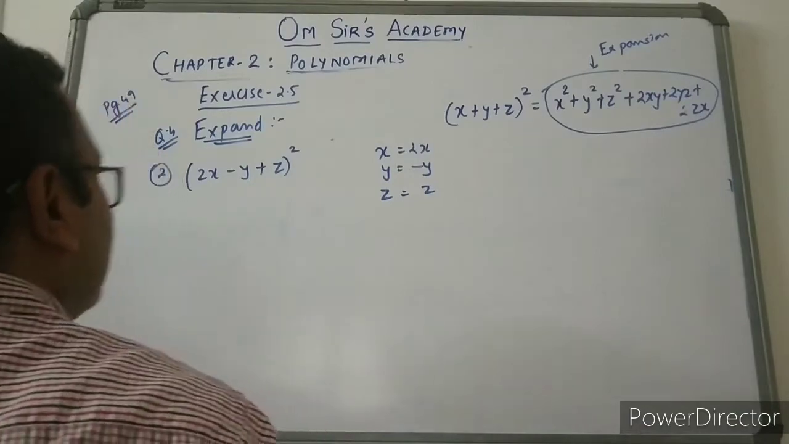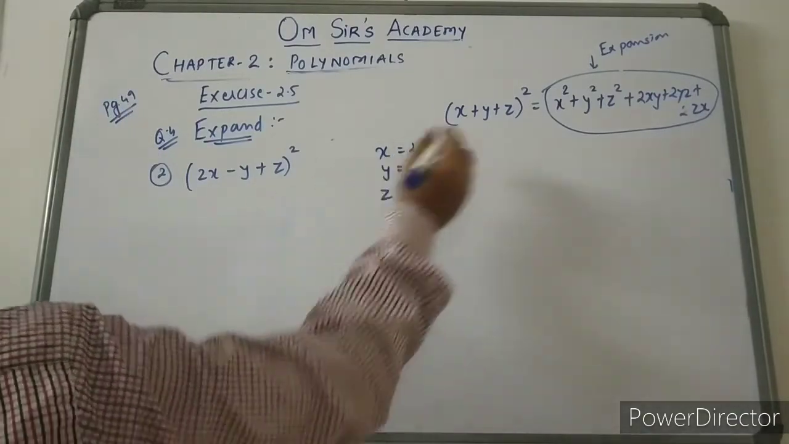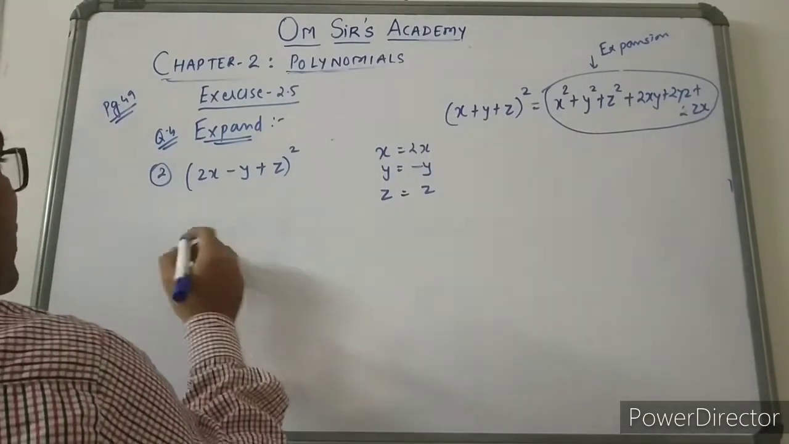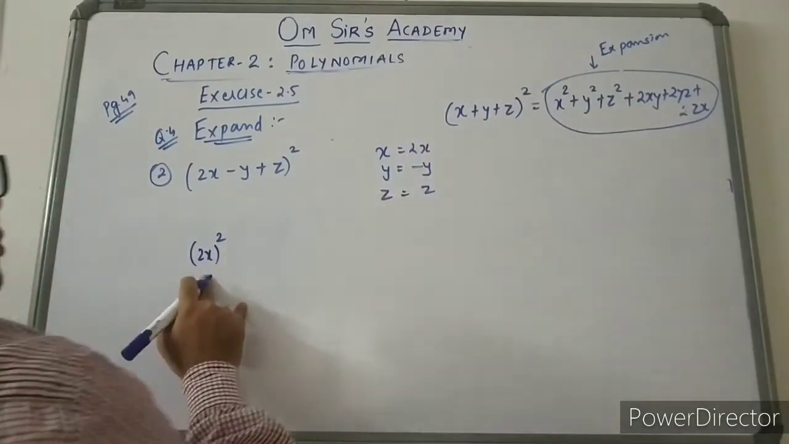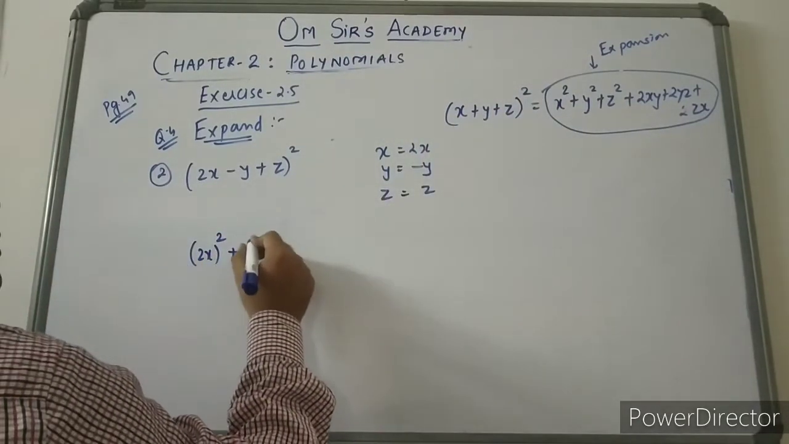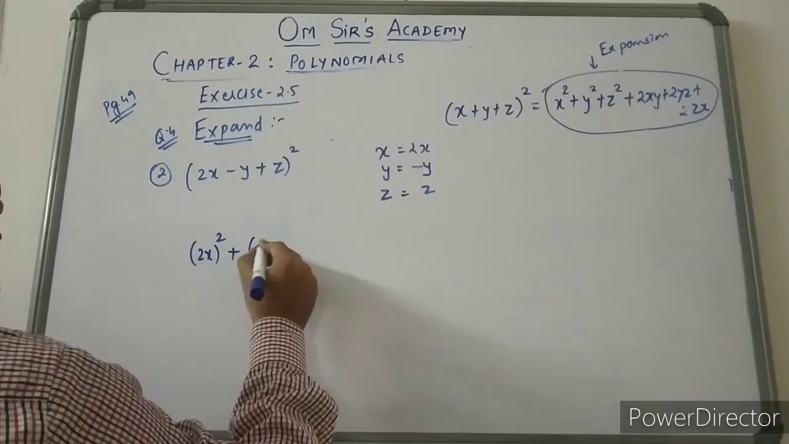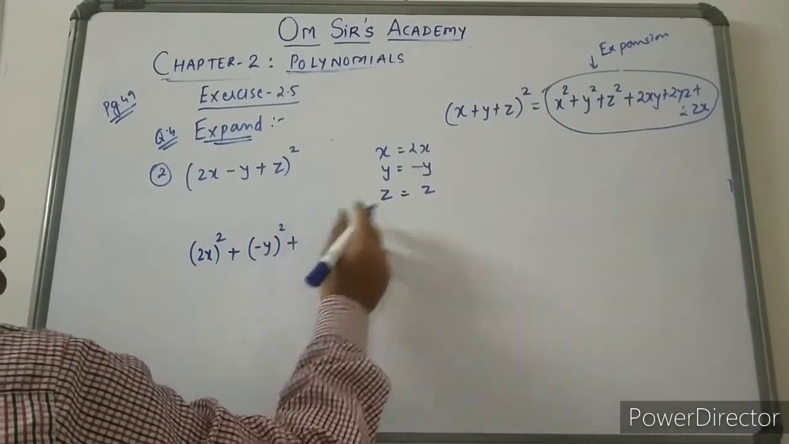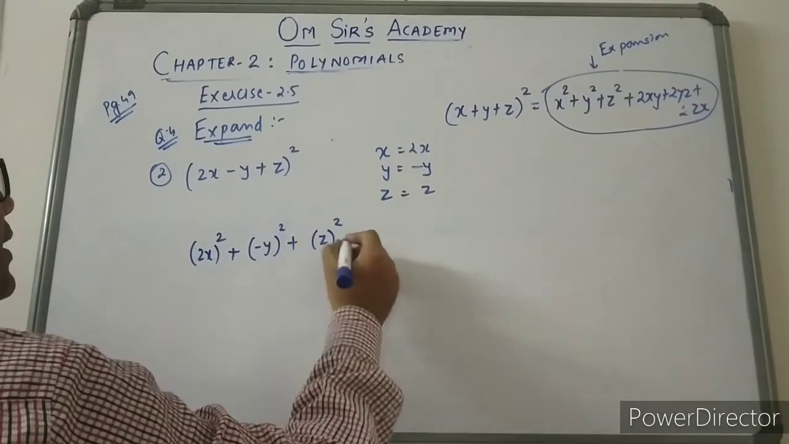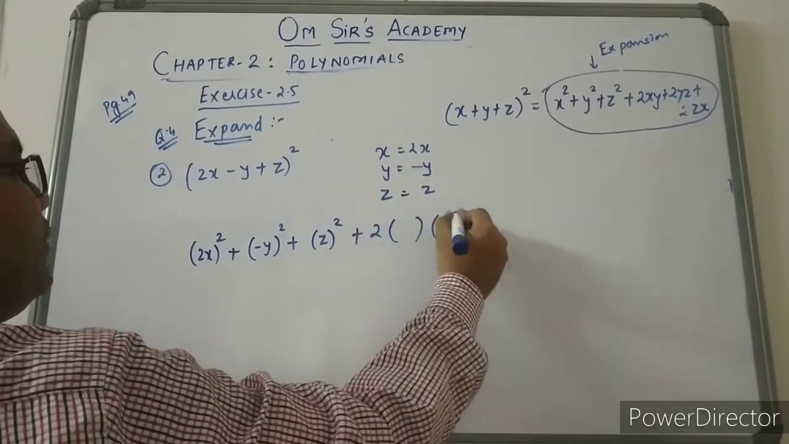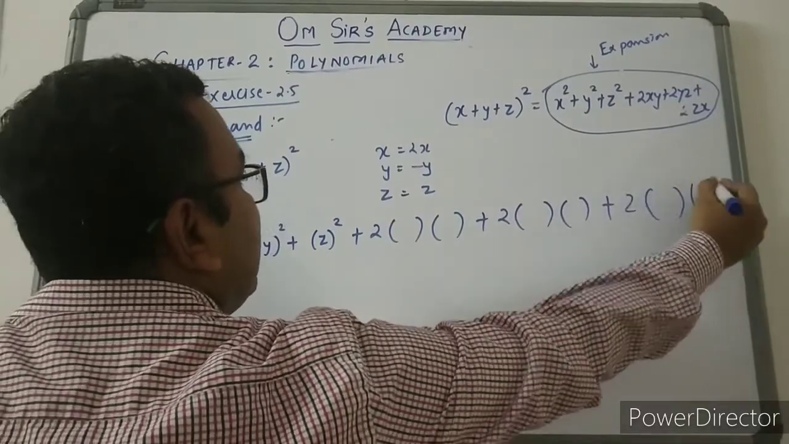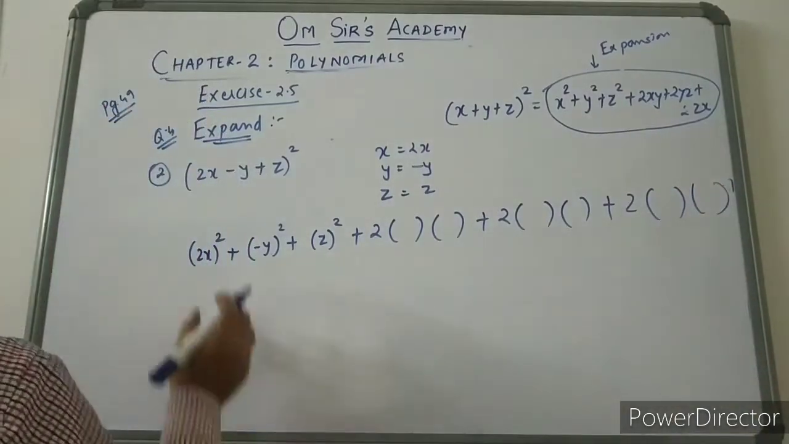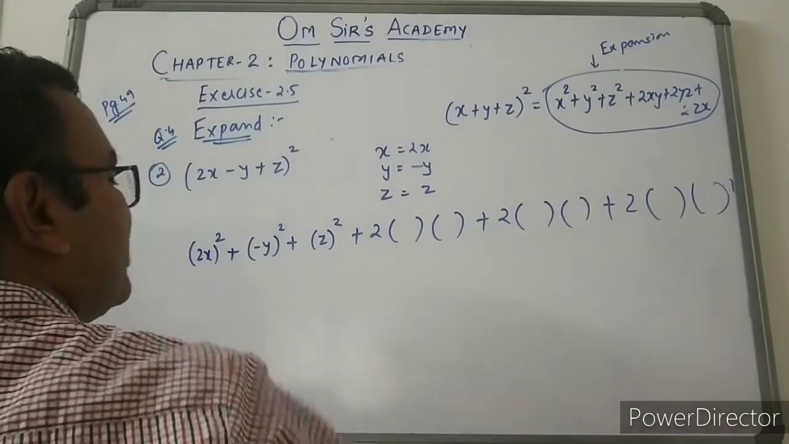Okay, so what will be the solution of this? The solution of this will be x square, that is, instead of x I'll write 2x the whole square, plus y square, instead of y I will write minus y the whole square, plus z square, instead of z I'll write z the whole square, plus 2xy plus 2yz plus 2zx.